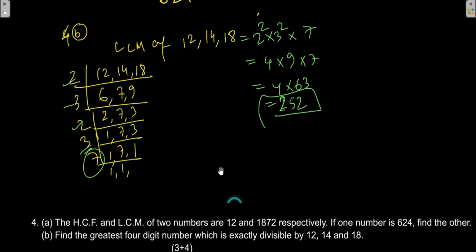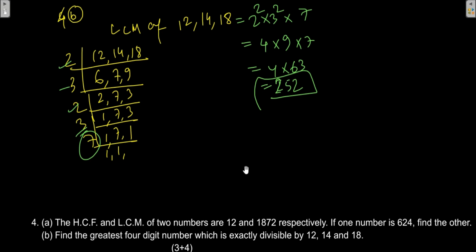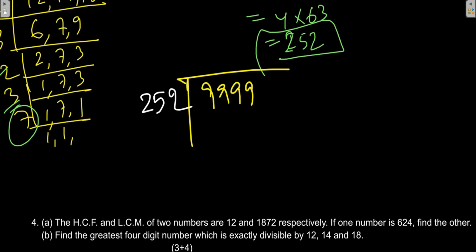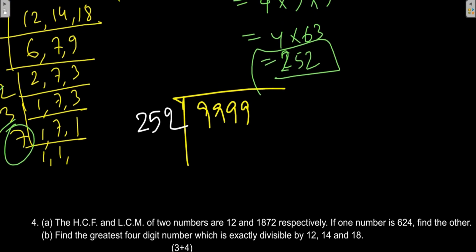Now in the question they have asked for the greatest 4-digit number which will be exactly divisible by this one. The greatest 4-digit number, that all of us know, is 9999. This is the largest 4-digit number. Let us divide it by 252 and see whether it is divisible. If it is not divisible, then I am showing you what you need to do.